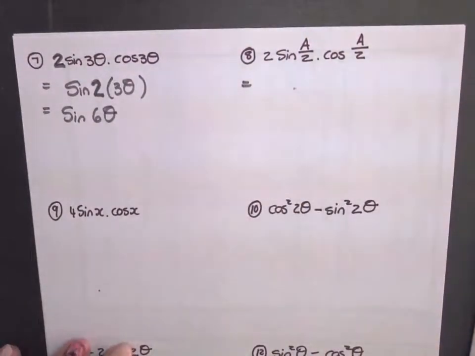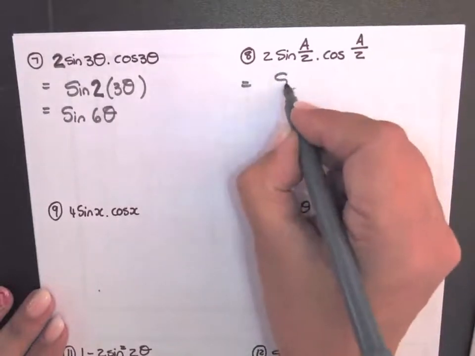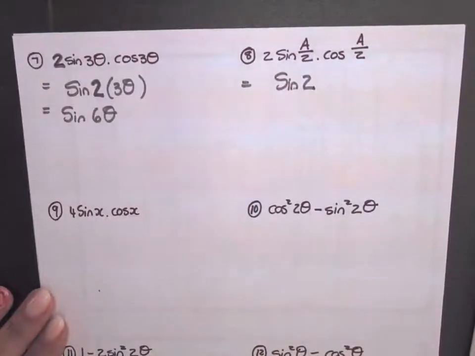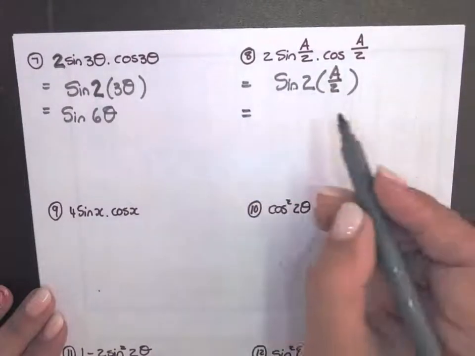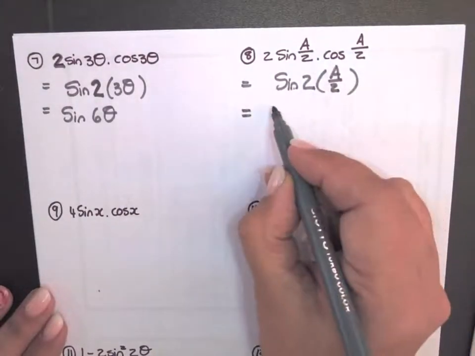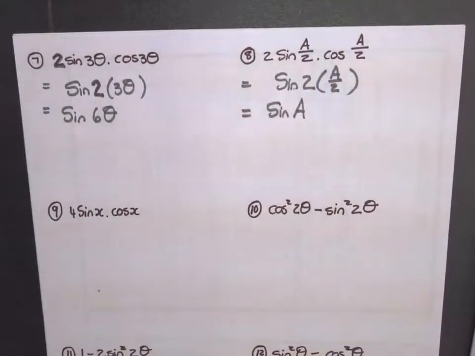Number 8. Again, I give you the second part of the equation and you have to write the double angle. 2 sine cos will be a sine double angle. What goes in the bracket? A over 2. 2 times A over 2 gives you sine A. That's the reverse, yes.